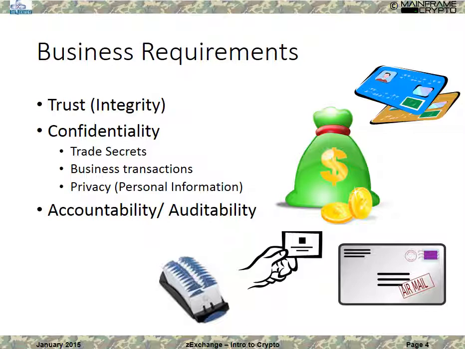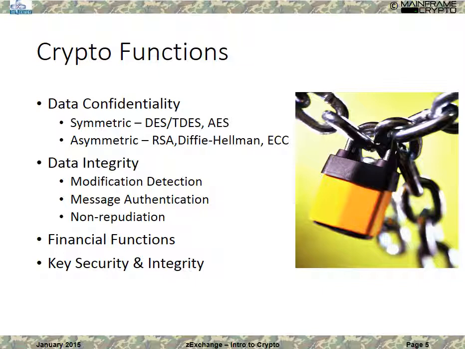So let's go to slide 5. There's basically 4 types of cryptographic functions that are available. There's the data confidentiality, the scrambling and the unscrambling of the data. And there's 2 types of algorithms. There's symmetric algorithms and there are asymmetric algorithms. And we'll get into those a lot more in a minute.